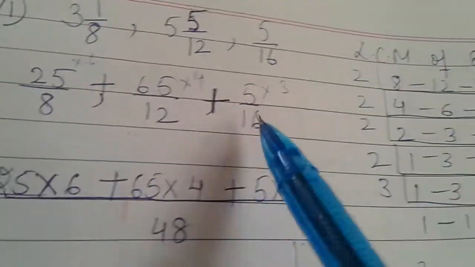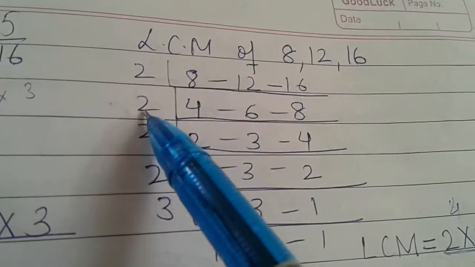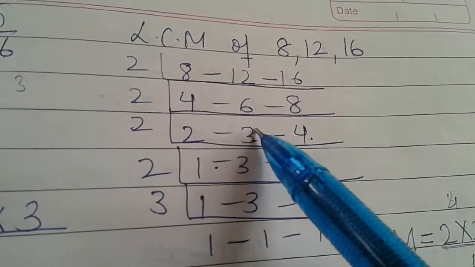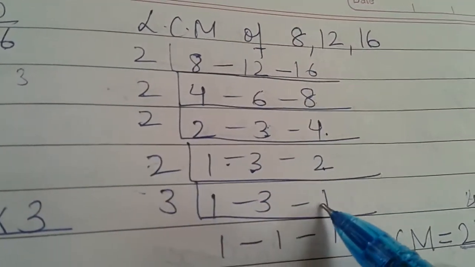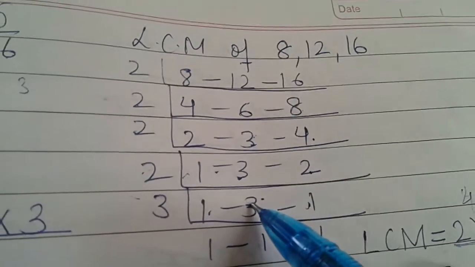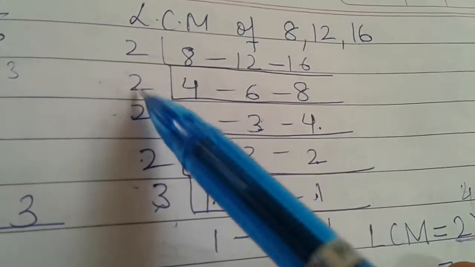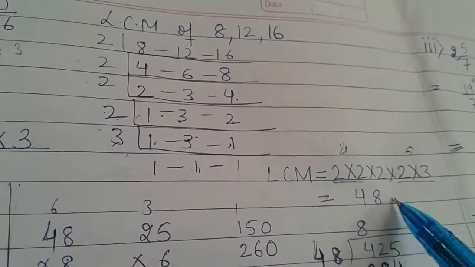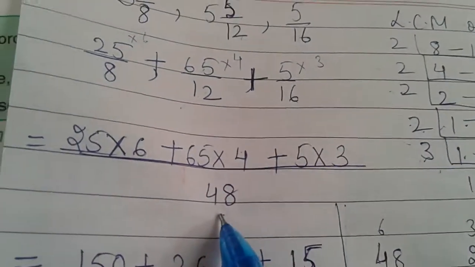So what I have done is I have taken the LCM of the denominators. So 8, 12 and 16: 2 4s are 8, 2 6s are 12, 2 8s are 16, 2 2s are 4, 2 3s are 6. 2 4s are 8, 2 1s are 2; 3 doesn't come in 2's table, so 3 as it is, 2 2s are 4, then 2 1s are 2, 1 as it is, 3 comes only in 3's table, so 3 1s are 3. Then multiply all these: 2 2s are 4, 4 2s are 8, 8 2s are 16, 16 3s are 48. Okay, so here we have 48 as our LCM. So I have written 48.